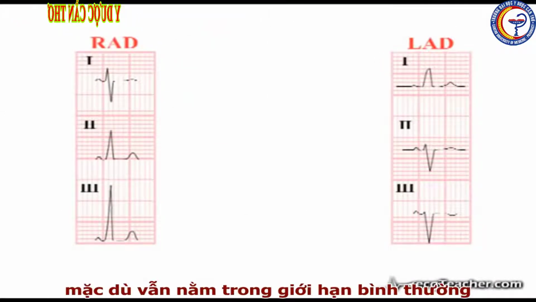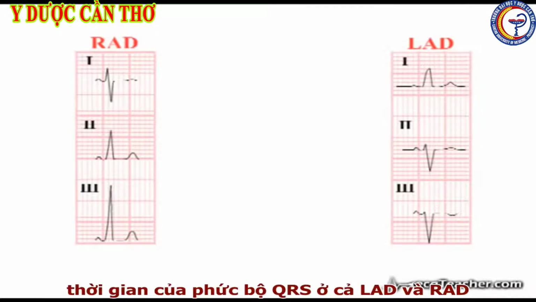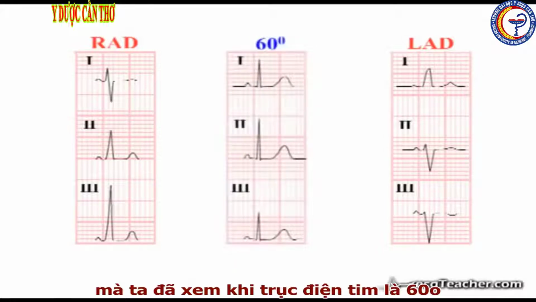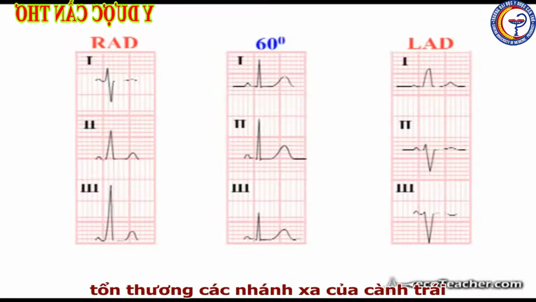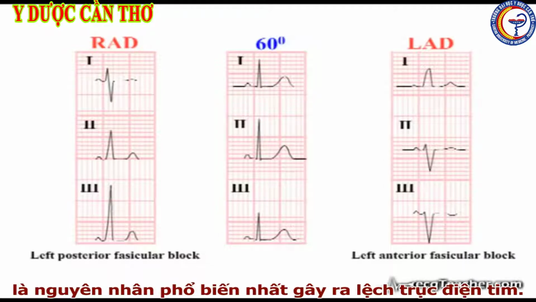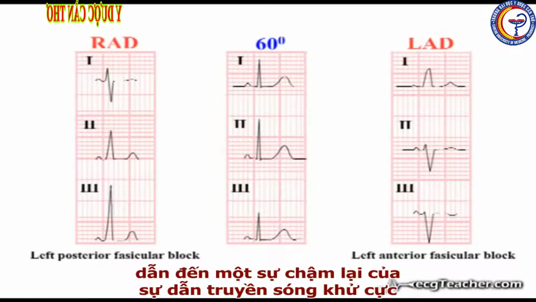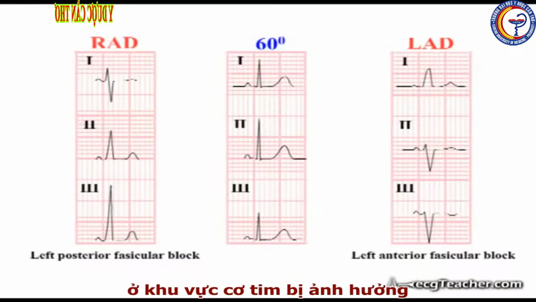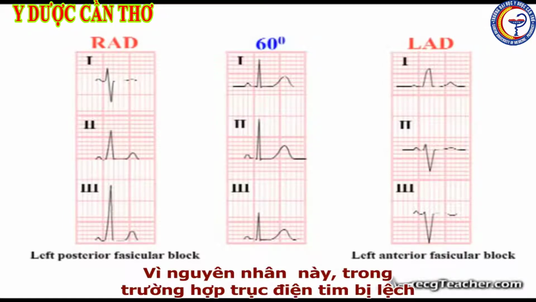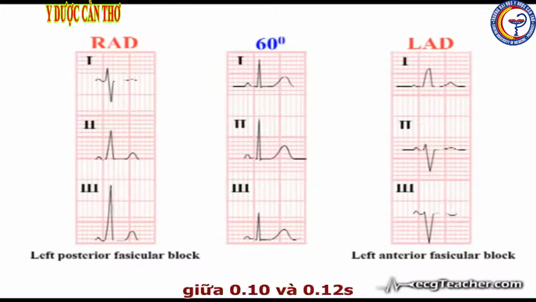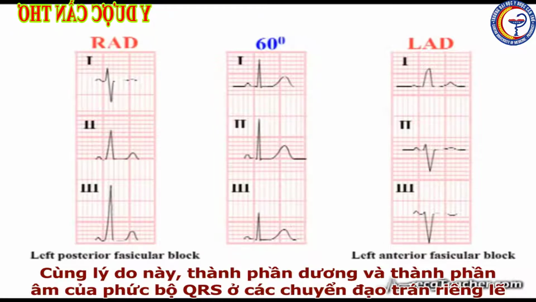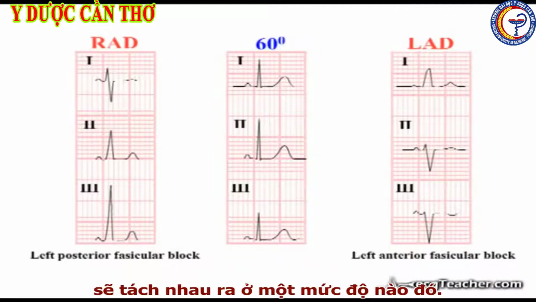You may have noticed that, although still within the normal range, the QRS complexes in both LAD and RAD are somewhat widened compared to our starting readouts with the axis at 60 degrees. Keep in mind that damage to the distal branches of the left bundle branch, the commonest cause of axis deviation, results in a slight delay in depolarization of the affected region of myocardium. For this reason, in axis deviation, the QRS duration tends to be in the upper limit of the normal range, between 0.1 and 0.12 seconds, and positive and negative components of the QRS complex in the individual leads separate to some degree.